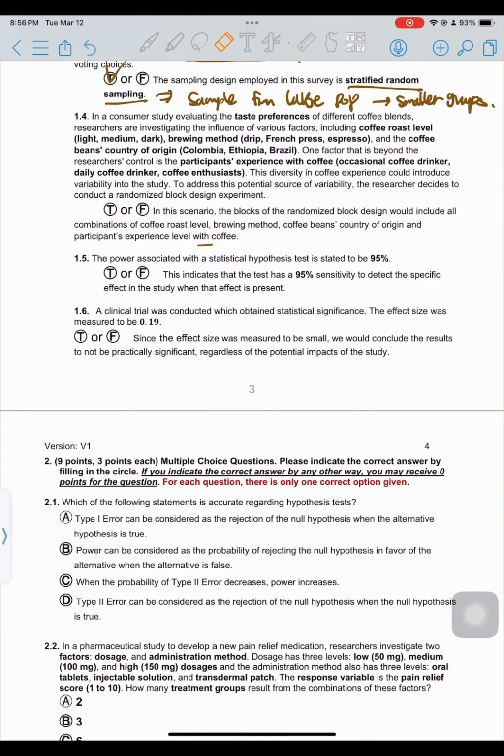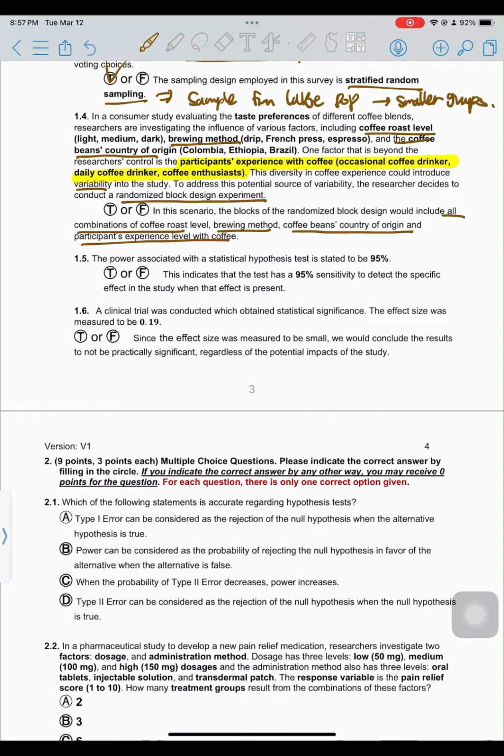Okay, this question asks, in a consumer study evaluating the taste preferences of different coffee blends, researchers are investigating the influence of various factors, including coffee roast level, brewing method, and the coffee bean's country of origin. One factor that is beyond the researchers' control is participants' experience with coffee. This diversity in coffee experience could introduce variability to the study, so the researchers decided to use a randomized block design experiment. The question asks, in this scenario, the blocks of the randomized block design would include all combinations of coffee roast level, brewing method, coffee bean country of origin, and participants' experience level with coffee.